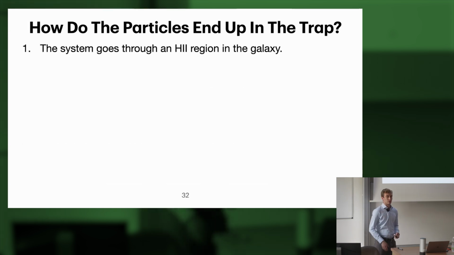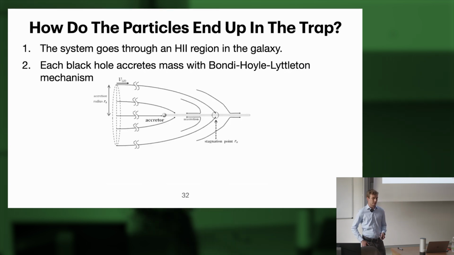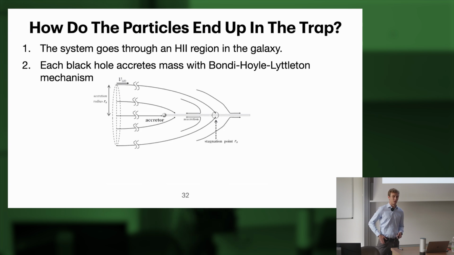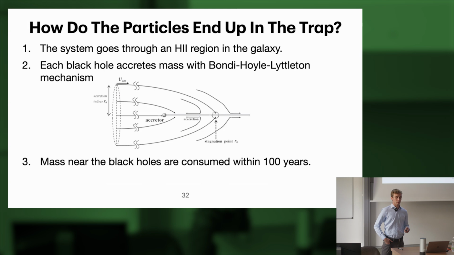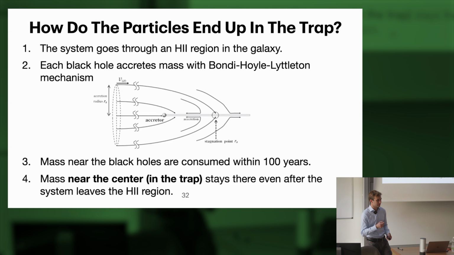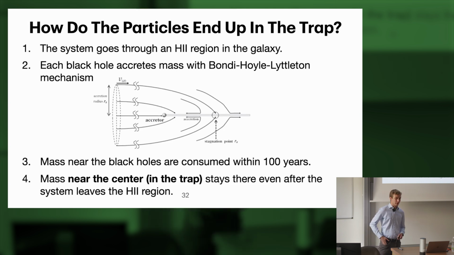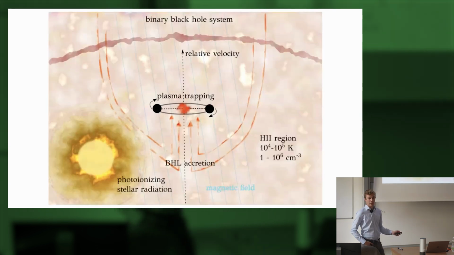Well, the system will go through an H2 region in the galaxy. Each black hole will accrete mass with the BHL mechanism. If you don't recall how it was, here's a simplified diagram of a single black hole accreting mass through the BHL mechanism. Masses near the black holes will be consumed within 100 years, but mass that is accreted near the center of the trap will be there forever, even after the system leaves the H2 region. And here is a diagram Mikhail made of how the BHL accretion actually works in a binary system consisting of 2 black holes instead of a single black hole.